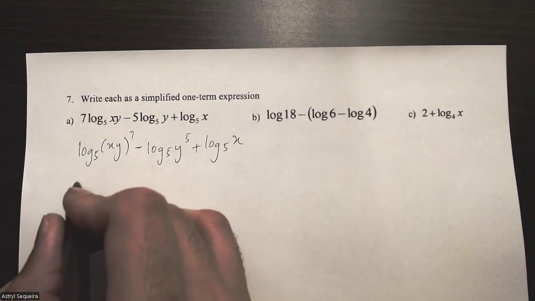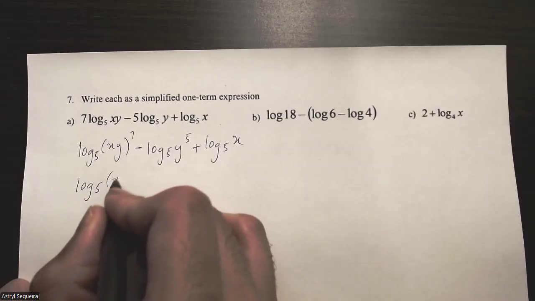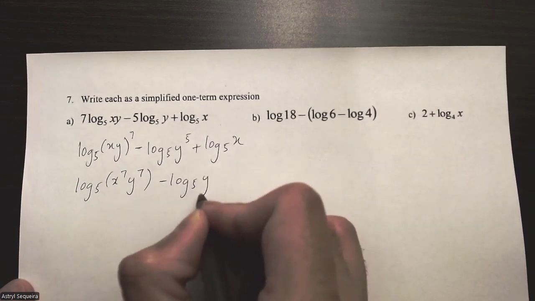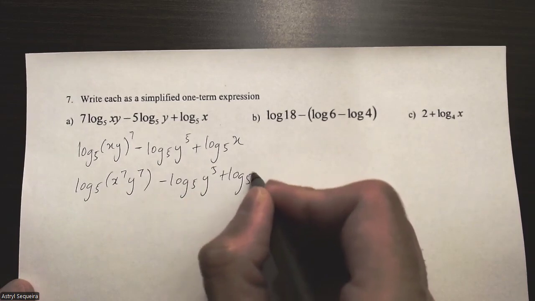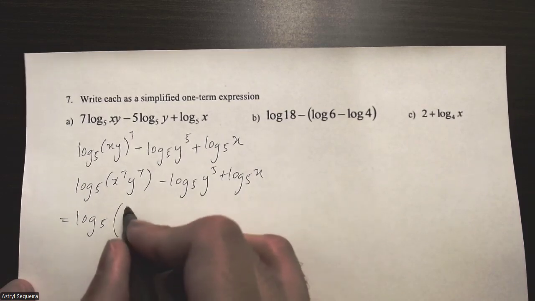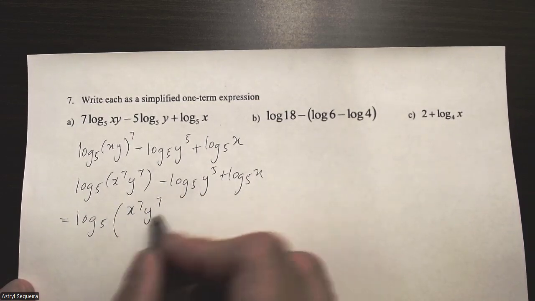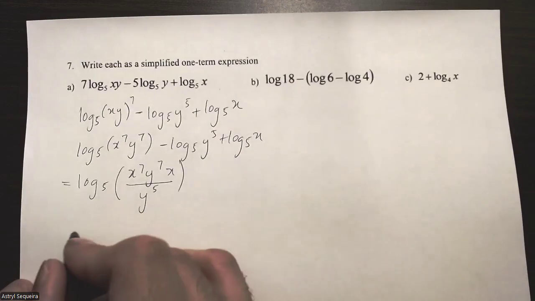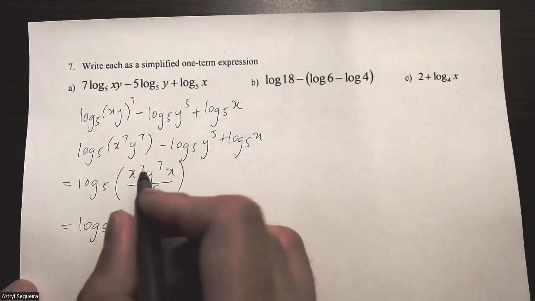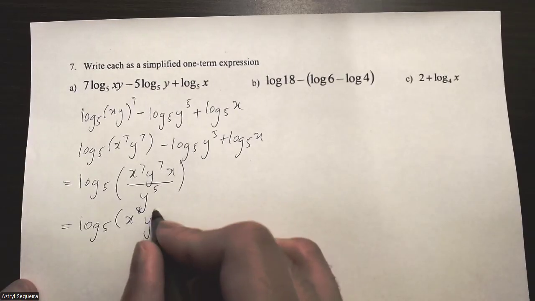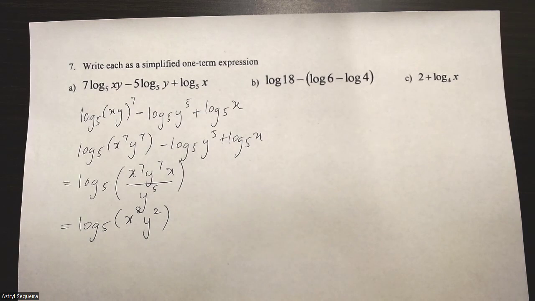Then I'll distribute the exponent over here. And then I'll combine all 3 logs. The subtraction means the y^5 is on the bottom, and then the addition means the x is on the top. And then I'll just combine like terms here. So x^7 times x is x^8. y^7 divided by y^5 is just y squared. And that's my final solution for that first one.